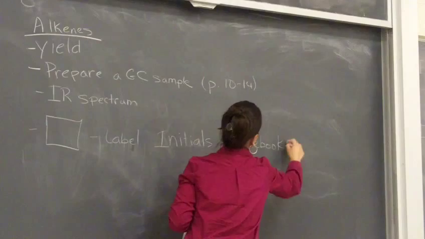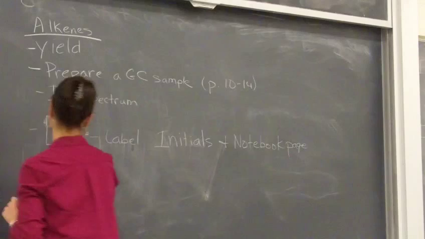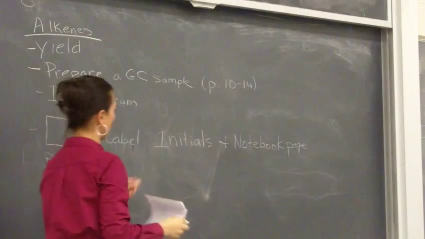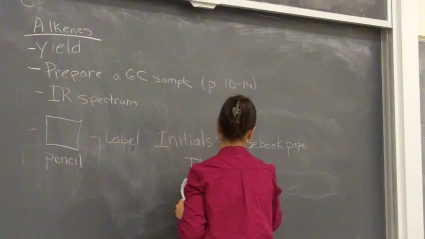And it's easiest to label it with pencil, so we've got some pencils sitting out. Label it in that white box. You want initials and notebook page. So a label just like this. Initials, notebook page. That is all you want for your GC samples.